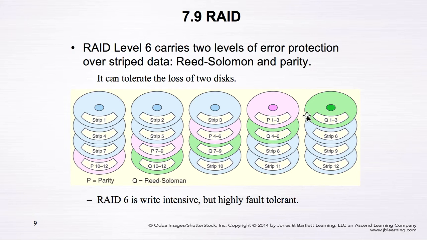So the protection, parity and Reed-Solomon, are going to be distributed across different disks. RAID level 6 can tolerate the loss of two disks, and it is write intensive, but it provides very high fault tolerance compared with other RAID architectures.